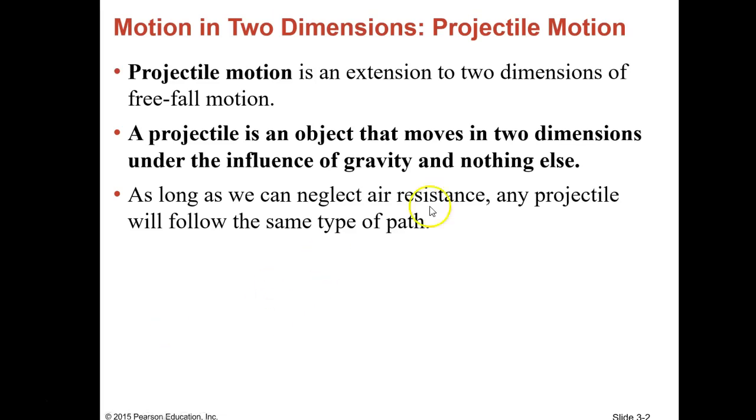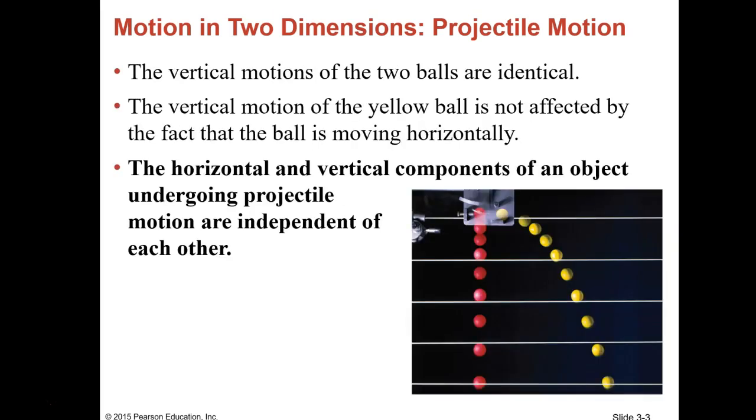All right, and here it is. The projectile is an object that moves in 2 dimensions under gravity and nothing else. So the moment it leaves whatever launches it, it's a projectile. For the most part for this, we're going to neglect air resistance. Obviously there is air resistance to slow it down, but for this, we're just going to ignore it.